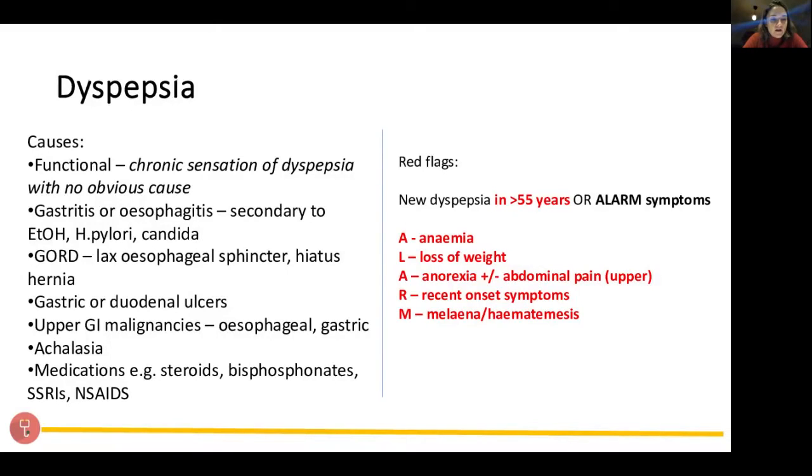Causes of dyspepsia are various. You can get functional dyspepsia, which is common, where patients come complaining of dyspepsia symptoms, and they might be really, really troubled by it, and they might go to the GP many times about it. But actually, when you do an endoscopy, it's completely normal. Gastritis or esophagitis can be caused by H. pylori commonly, or alcohol use.